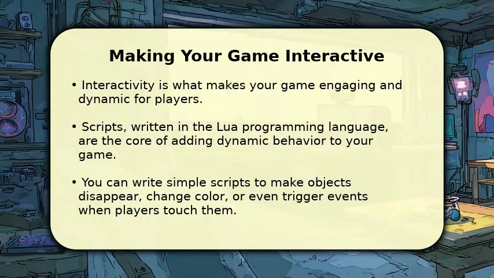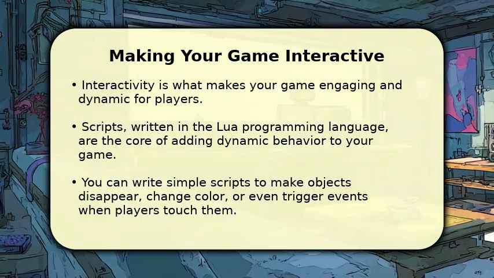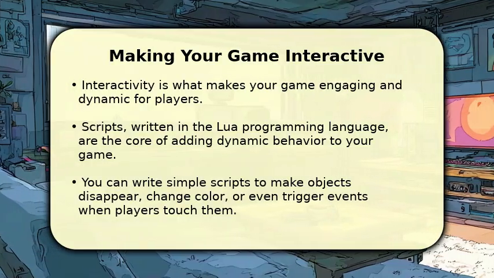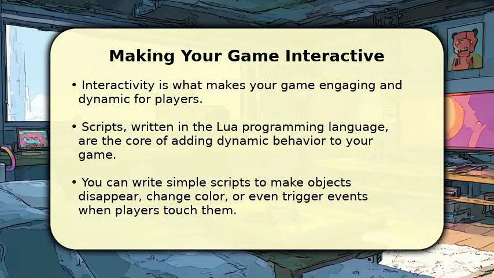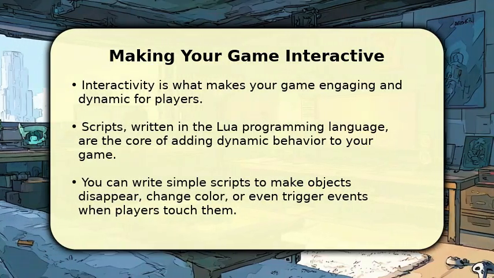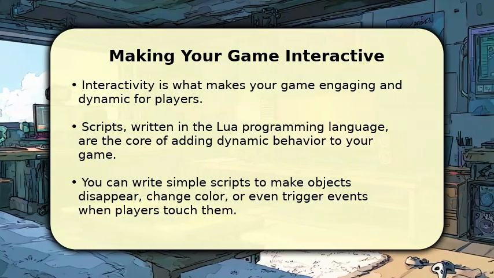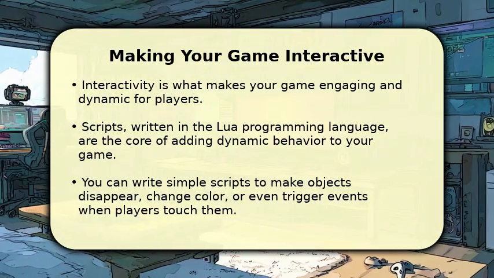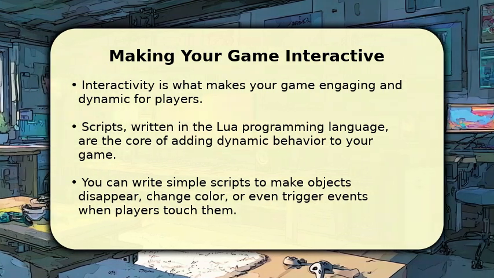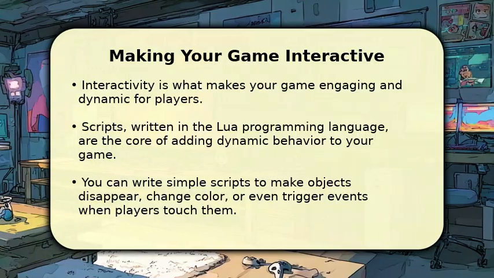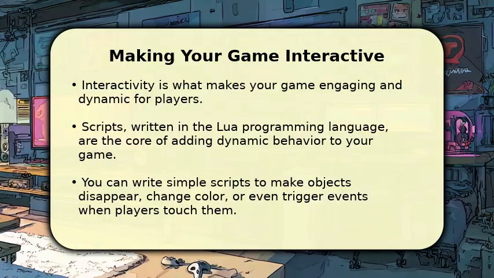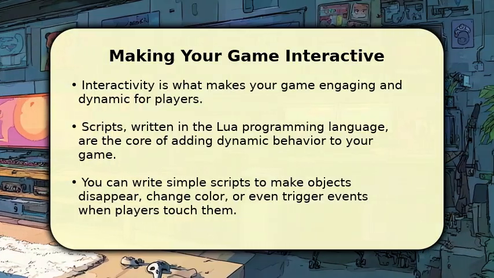To truly bring your game to life, you will need to introduce interactivity. This is where scripting comes in, using the Lua programming language to add dynamic behaviors. Imagine making a door open when a player approaches, or having a platform disappear after a 5-second delay. You can start with very simple scripts, perhaps one that changes an object's color when touched. The Roblox Studio Toolbox also offers many pre-made scripts you can explore and modify, making it easier to see how code translates into action and brings your ideas to fruition.